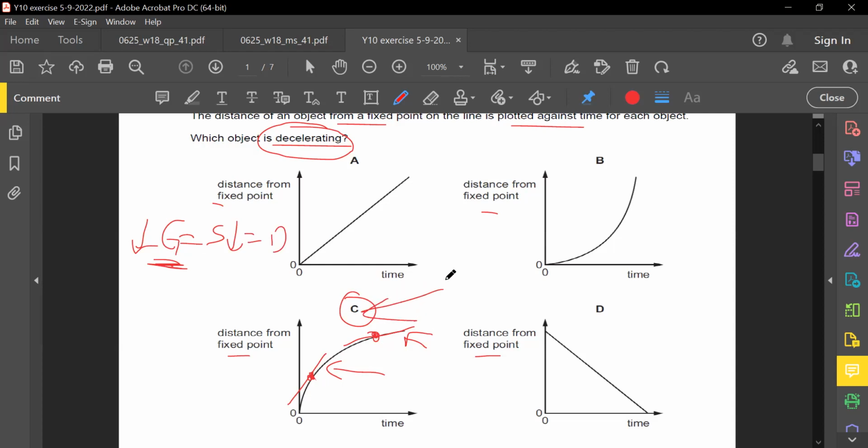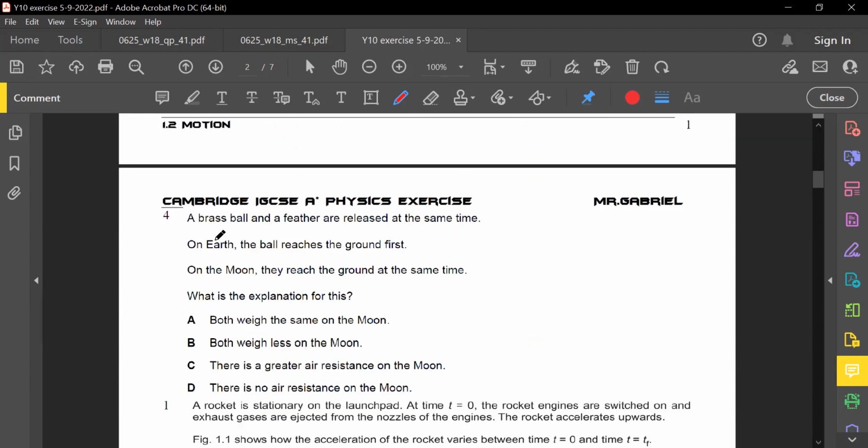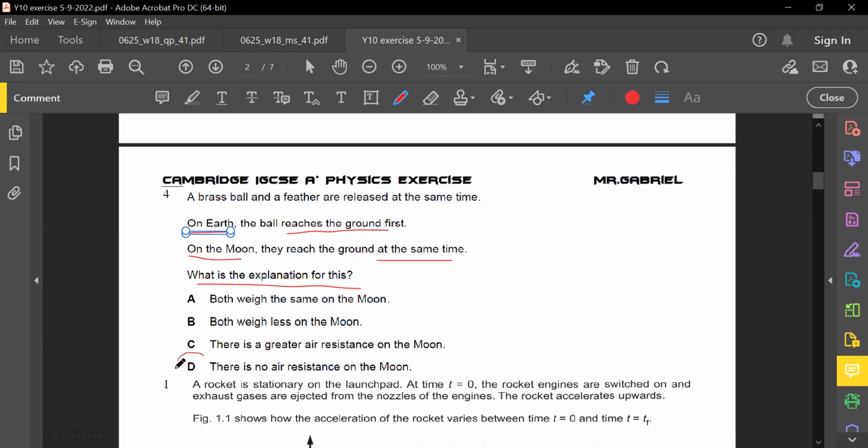Excellent job. All right. And finally, the last part here. A brass ball and feather are released at the same time. On Earth, the ball reaches the ground first, obviously, right? But on the moon, they reach the ground at the same time. What is this explanation? Why will they reach the ground at the same time? No air resistance. Good. It's like the video that I showed you guys, right? Because there is no air resistance. Once there is no air resistance, the only thing that is pulling them downwards is gravity, and both of them will be acted upon by the same gravity, and thus they will have the exact same landing time. Okay.